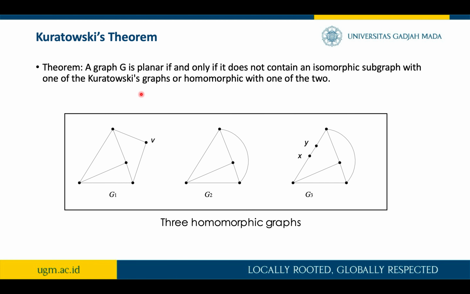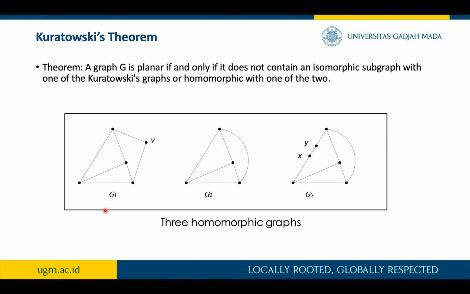And this is the theorem proposed by Kuratowski to determine whether a graph is planar or not. This is a sufficient and necessary condition. A graph G is planar if and only if it doesn't contain a subgraph isomorphic or homomorphic to one of the Kuratowski graphs. So if a graph doesn't contain an isomorphic subgraph with one of the Kuratowski graphs, or a subgraph which is homomorphic with one of the two, then it will be a planar graph.